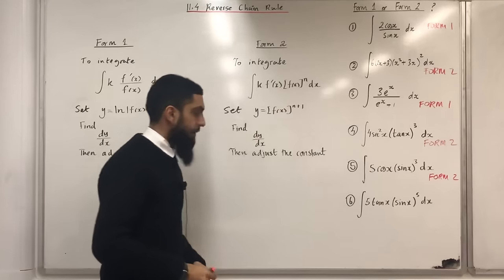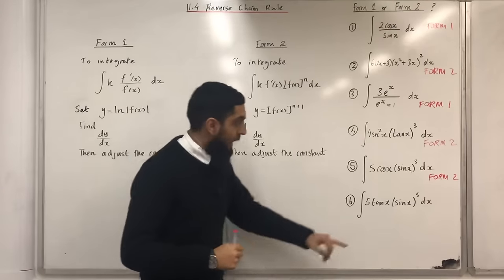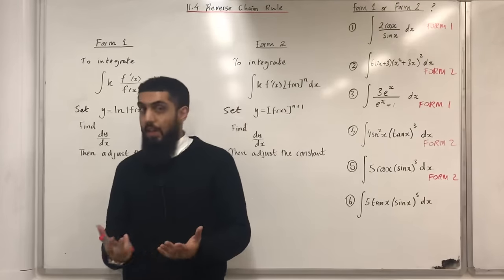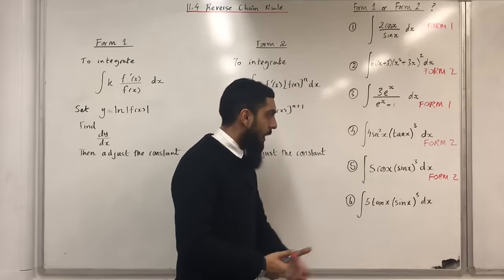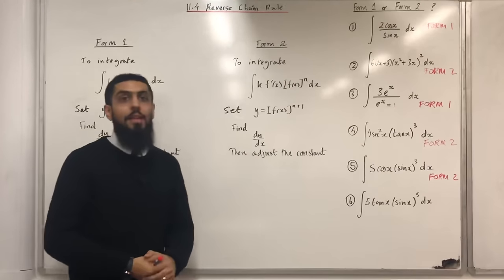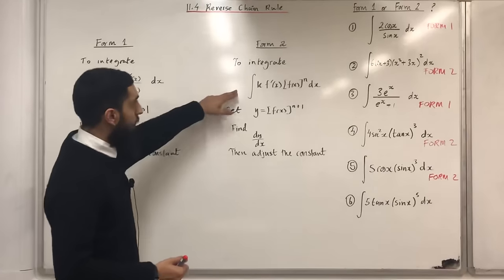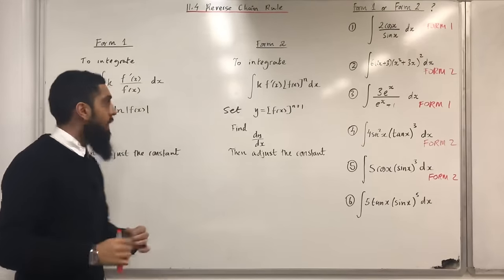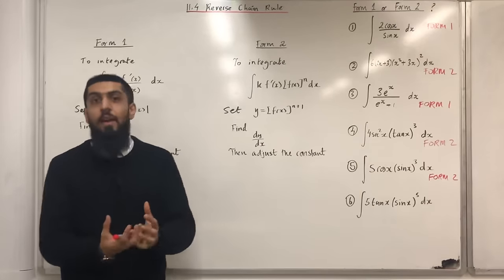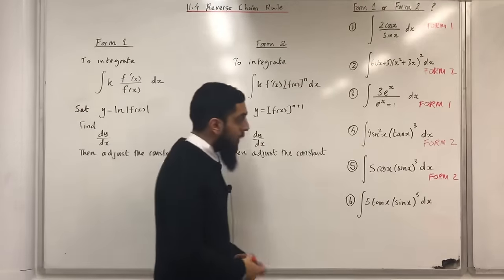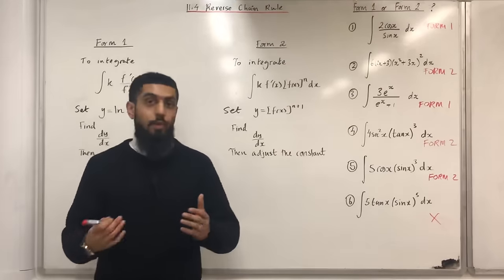The last one, the sixth integral. Inside the bracket, I have sin x. If I differentiate sin x, I get cos x. But in front of the sin x, I have a tan x over here. I don't have f dash in front of the f. Therefore, this particular integral does not follow Form 2. And it definitely does not follow Form 1 because inside the integral over here, we don't have a fraction. So I'll just put a cross, which indicates that it does not follow Form 1 or Form 2.